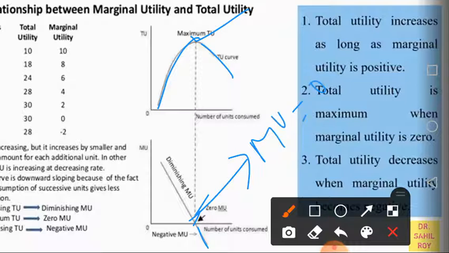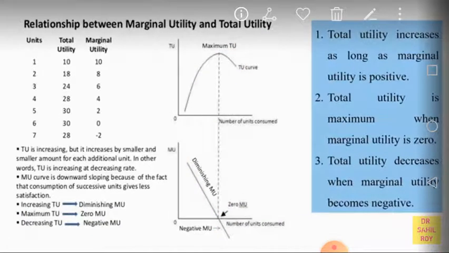So again, these 3 points are clear. When TU is maximum, MU is 0. When TU is rising, MU is positive, not negative. And when TU starts declining, MU becomes negative. So these all 3 points are proved.